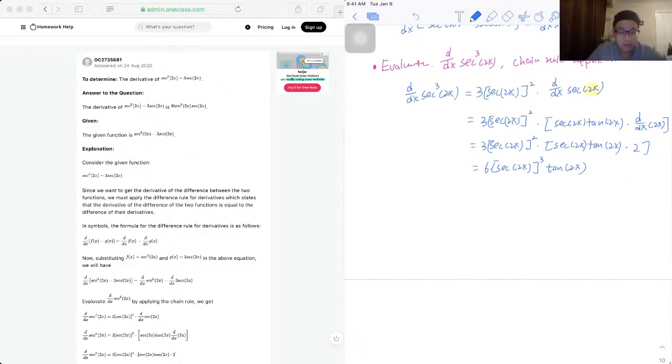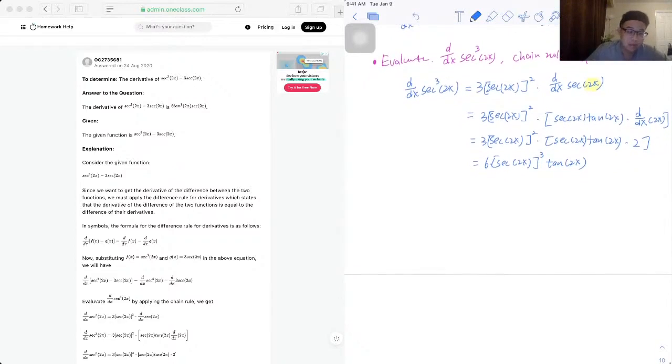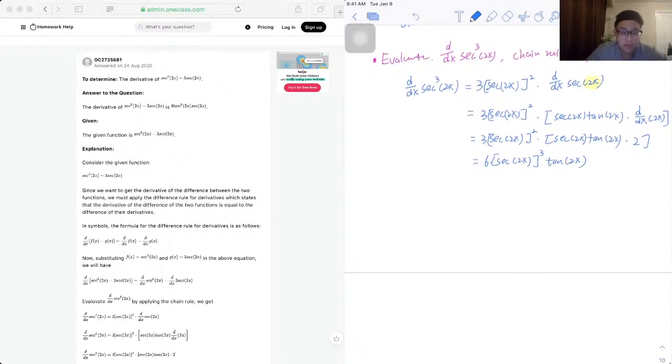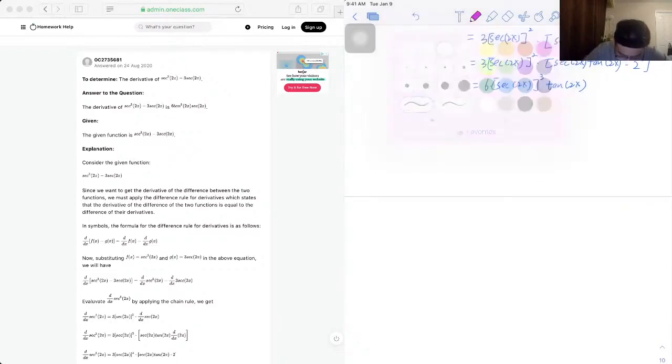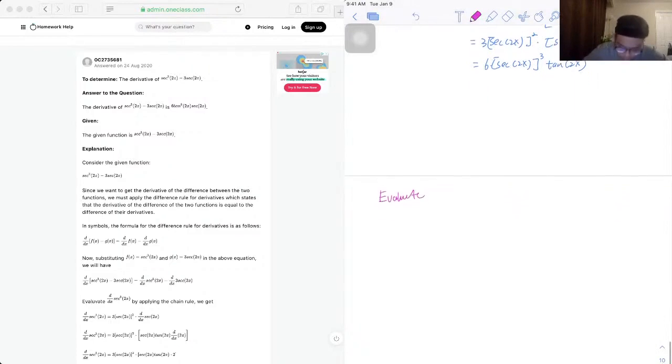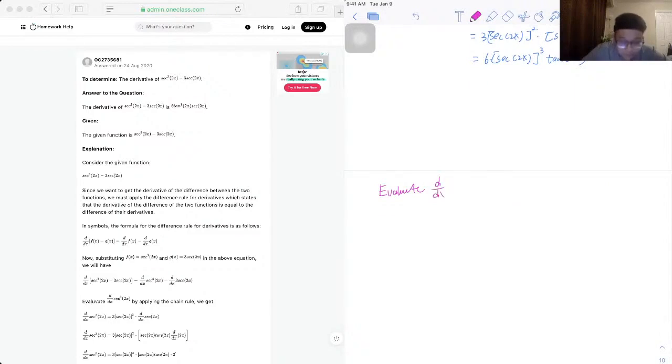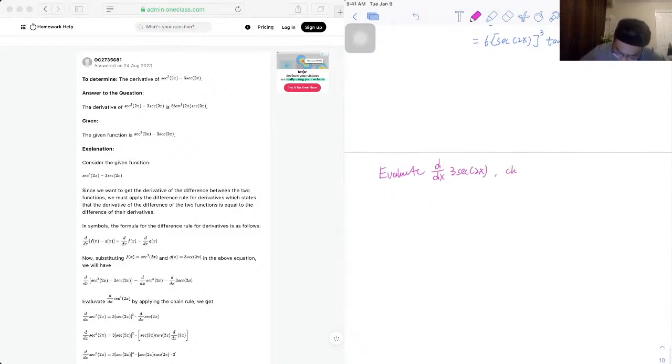So we applied the chain rule again, and now we need to evaluate the second part, which is the derivative of 3 secant 2x. So evaluate the derivative of 3 secant 2x. Chain rule applied.